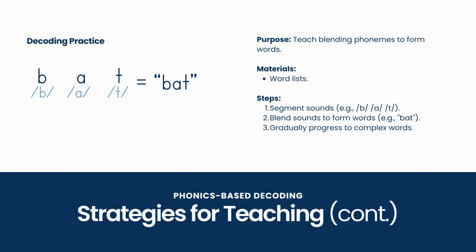Decoding practice focuses on teaching students to blend phonemes into complete words. Start with simple examples like segmenting BAT into B, at, and then modeling blending to form the word. Provide lists of words, beginning with CVC patterns, and gradually increase complexity. Frequent practice helps students achieve fluency in decoding.